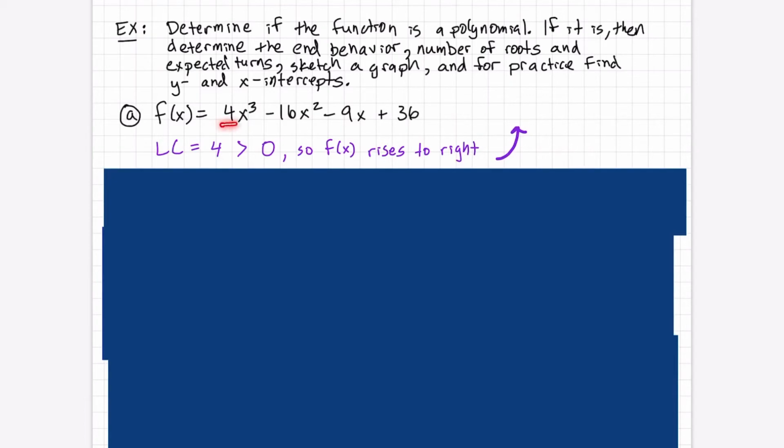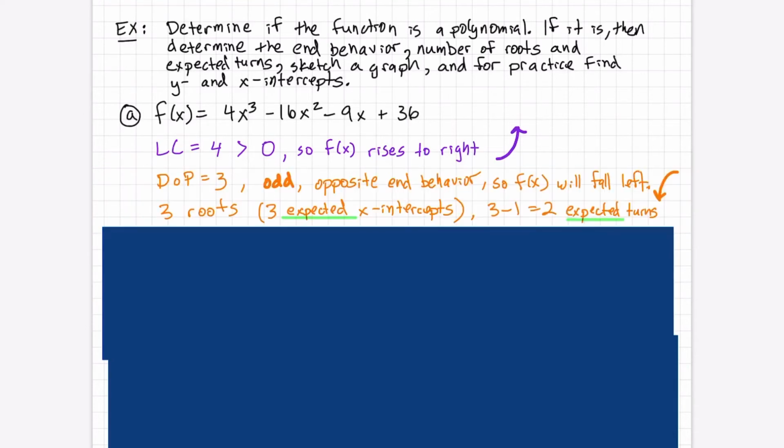So the sign of this 4 is what drives whether we're going up or whether we're going down. So since this 4 is positive, it's bigger than 0, this function is going to rise to the right. Now, what's the degree of the polynomial? Well, the degree of the polynomial is 3, so that means that it's odd. So then it's going to have opposite end behavior. So the function will fall to the left.